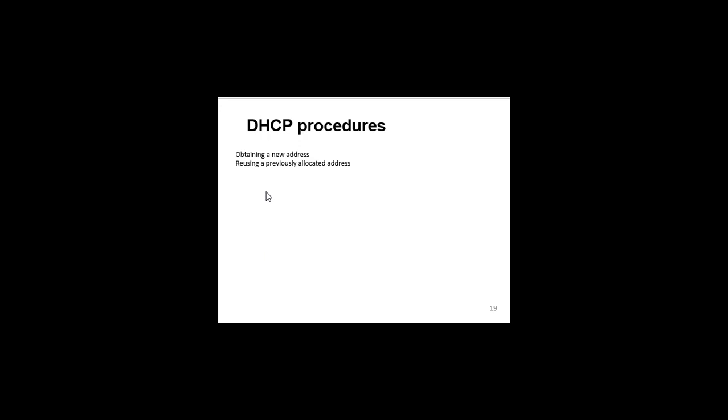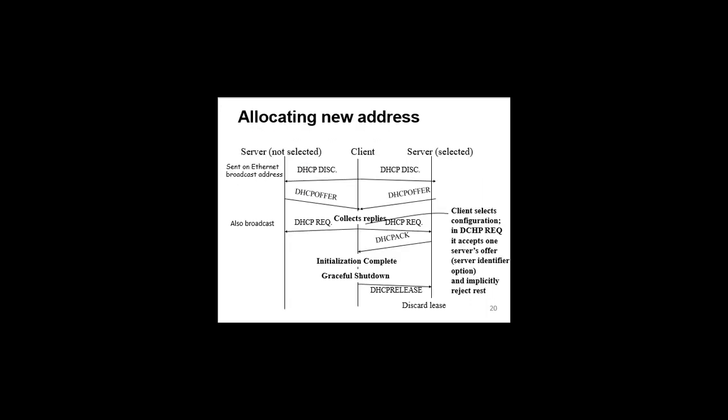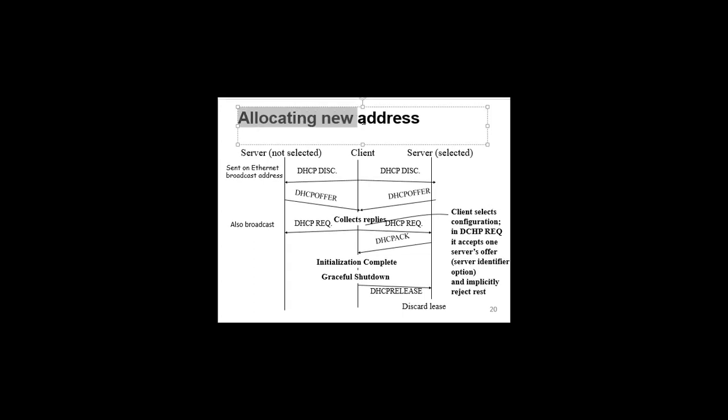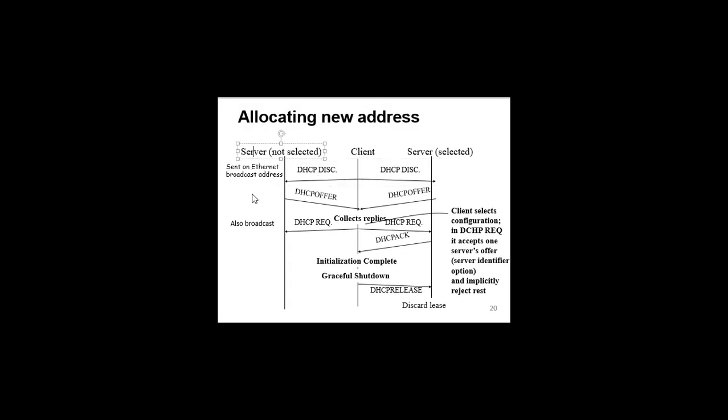The first thing involved is obtaining a new address and reusing a previously allocated address. These are two things: you can either use a new address or reuse a previously allocated address, unless it has been allocated to another user at a different time. This is how allocating a new address is achieved. At the start, the client establishes a connection with both of the servers, where one is selected and the second one is not.